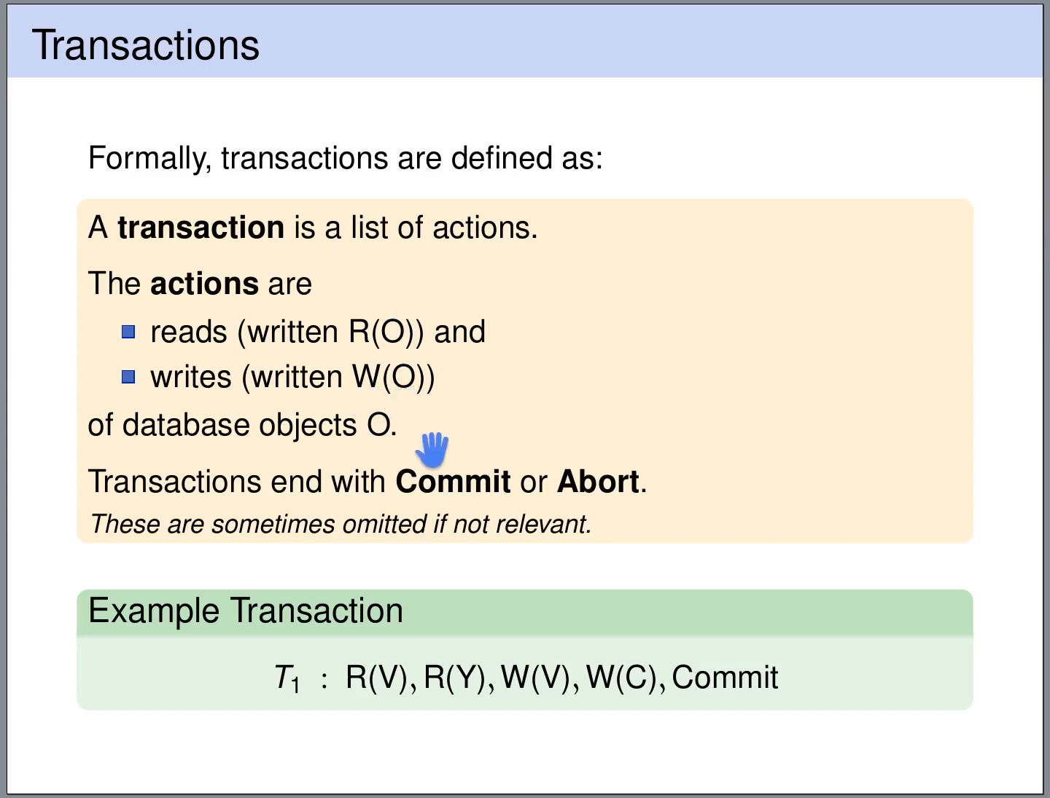A transaction ends with either commit or abort. If commit or abort are not relevant, then we will omit them. So for instance, an example transaction could be reading the object V, reading the object Y, writing the object V, writing the object C, and then ending with commit.